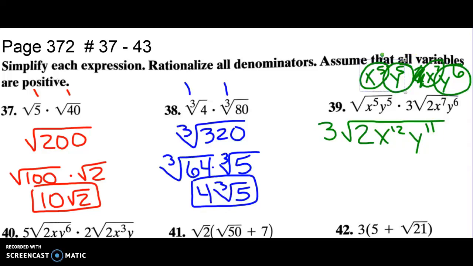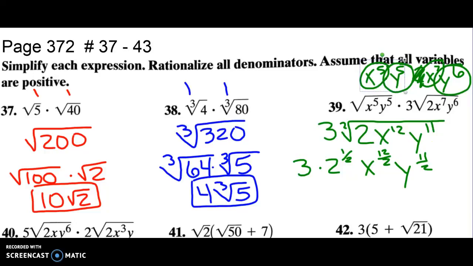Okay, now if you want, you can go ahead and write it in rational form. So I'm going to write 3 on the outside. 2 has to stay underneath the radical, but I'm going to write that as 2 to the 1/2. Remember that we're still doing the square root of 2, that's a little 2 underneath there. And then we've got x to the 12 over 2 because it's a square root, and y to the 11 over 2 because it's a square root.